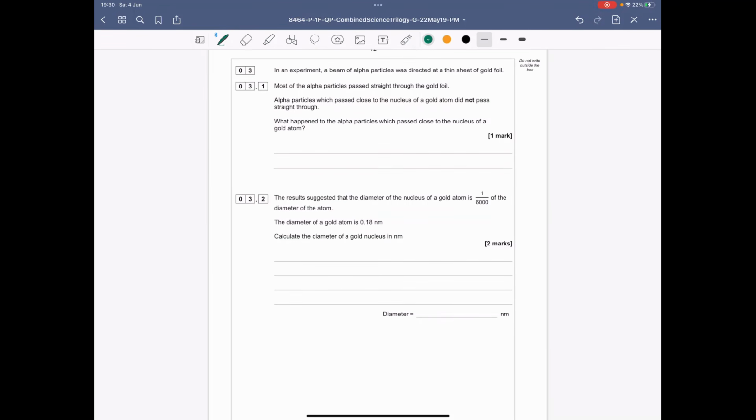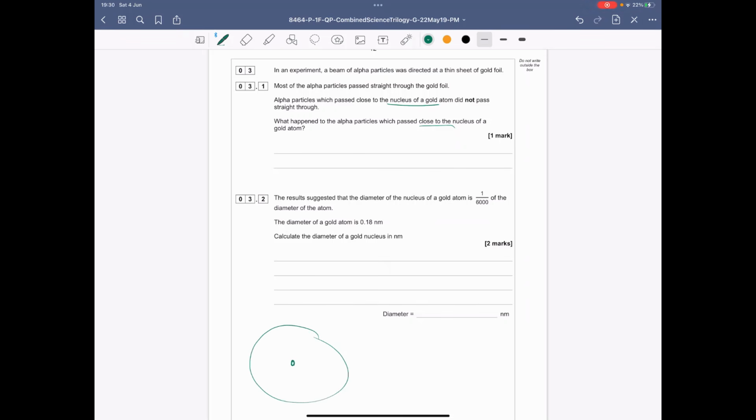Question 3 then. In an experiment, a beam of alpha particles was directed at a thin sheet of gold. Most of the alpha particles pass straight through the gold. Alpha particles, which pass close to the nucleus of a gold atom, did not pass straight through. What happened to the alpha particles which pass close to the nucleus of a gold atom?